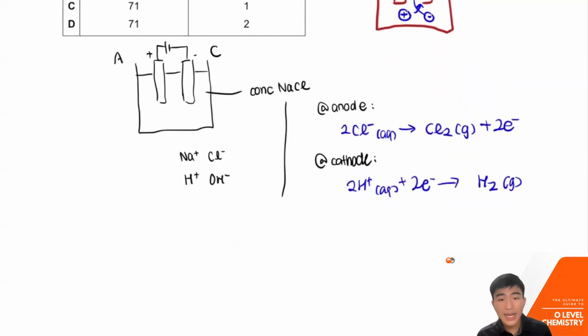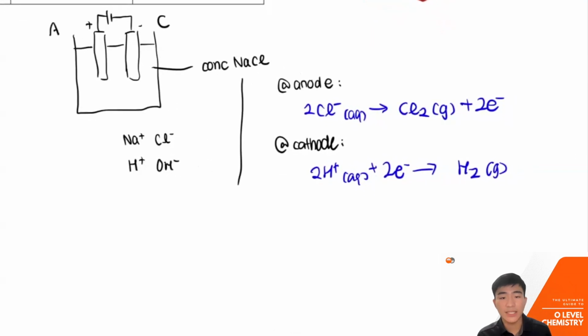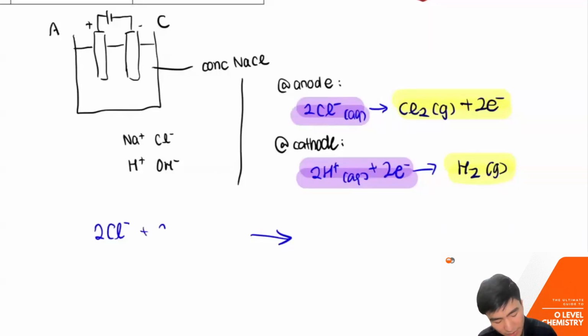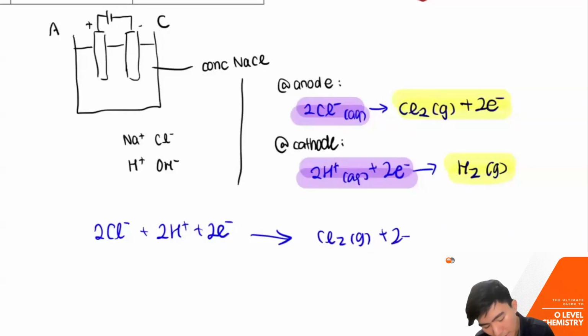Okay, so I know some of you are not familiar with writing the overall equation. How do we do it? Whatever is on the left-hand side of the arrow, can you see? For these two reactions, I highlight in purple. Whatever is on the right-hand side, I highlight in yellow. How do I do the overall equation? Whatever is on the purple side of the arrow, I put on the left. Okay, so I put 2Cl-, plus 2H+, plus 2 electrons on the left. Whatever is purple, I put on the left. Whatever is yellow, I put on the right.